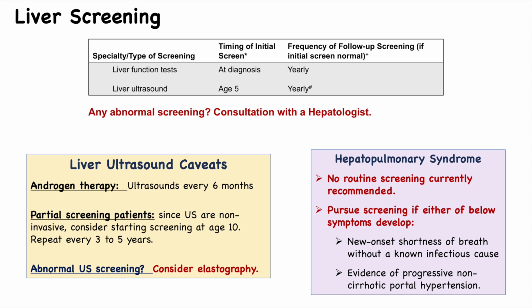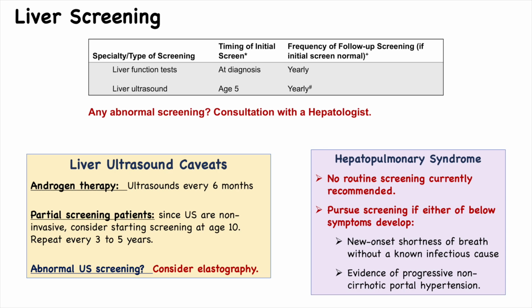All right, liver screening. We talked a little bit about this earlier today too. Liver function testing, just blood testing at diagnosis and once a year. We recommend a baseline liver ultrasound starting at age 5, which may be up to yearly. Any abnormal screening gets us talking with our hepatologists and gets you a consult with a hepatologist. Patients who are on androgen therapy need more frequent liver monitoring because of the risk of adenomas that you can see and other liver abnormalities.